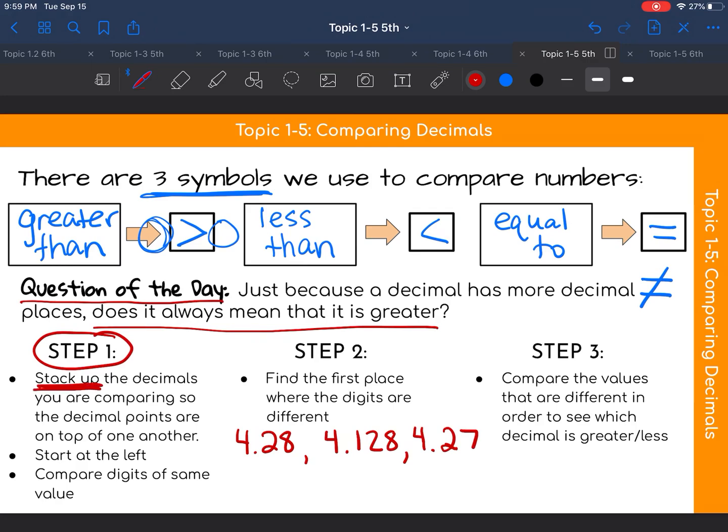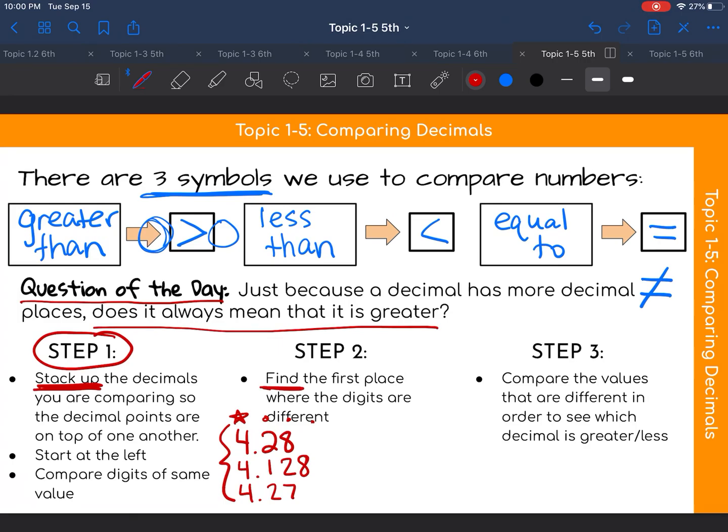So the first step is to stack up the decimals you are comparing so the decimal points are on top of each other. So I'm going to put this here. I'll do 4 and 128, and then I'll do 4 and 27. So the first step, just like I said here, is to stack them. So I can draw a straight line through the decimal points. And then you're going to start at the left and compare the digits one by one. So in the ones place, they're all 4s. So as of now, they're all equivalent.